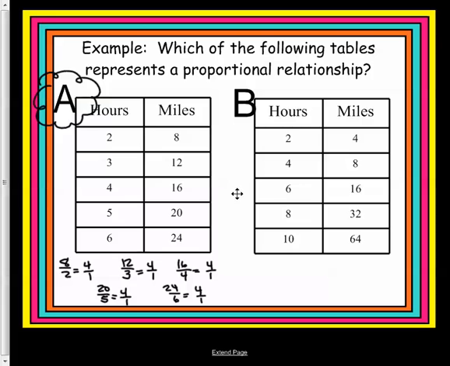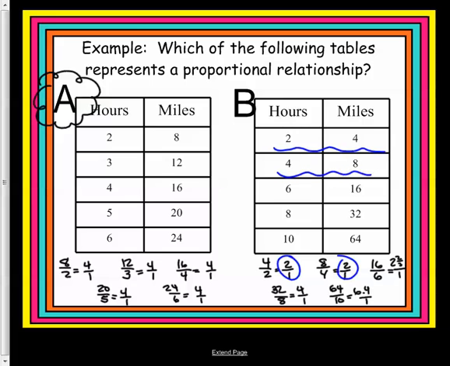Go ahead and see if you think B is a proportional relationship. Okay, here's what I did for B. The only two here that have common ratios are this one and this one. The rest have all different. So this is not a proportional relationship.